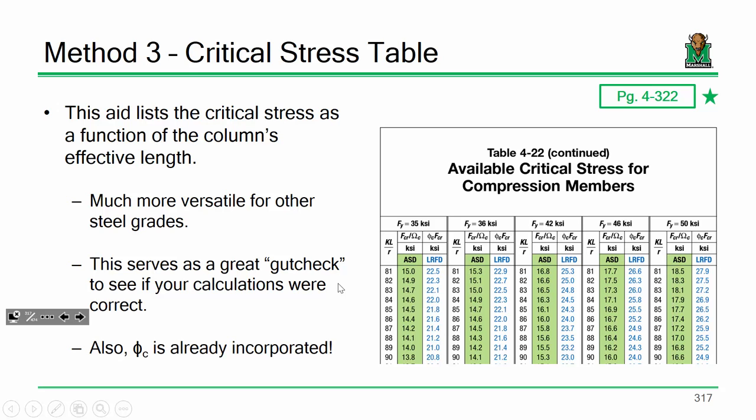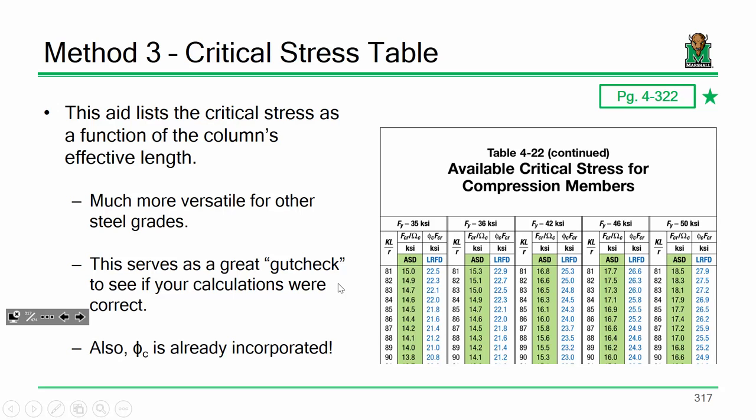All right. One caution to using this table, and this is the mistake I see students making more than any when they use this table. When you look up a value, you are not looking up F critical. You are looking up phi critical. Okay? So phi is already incorporated.